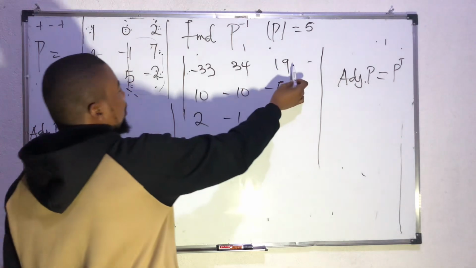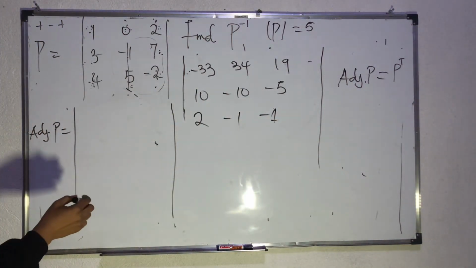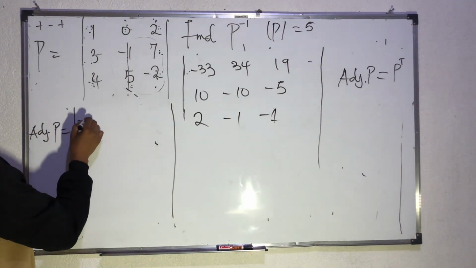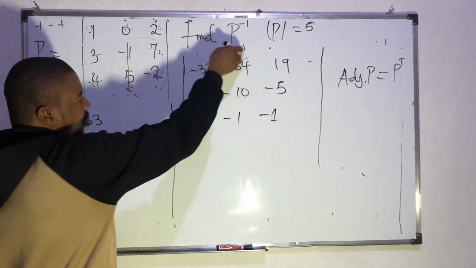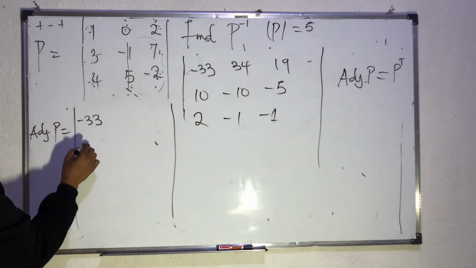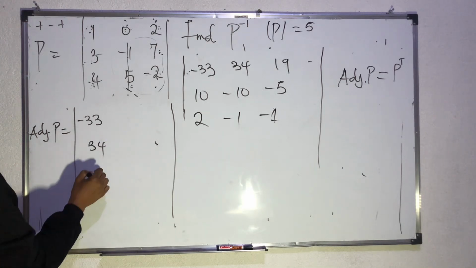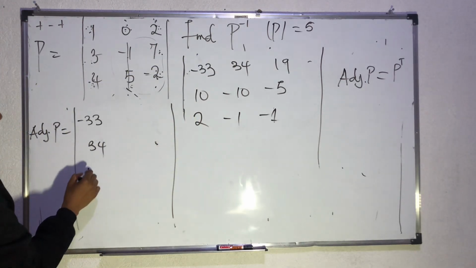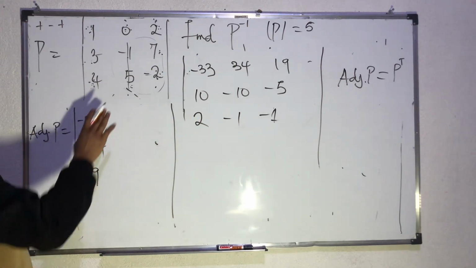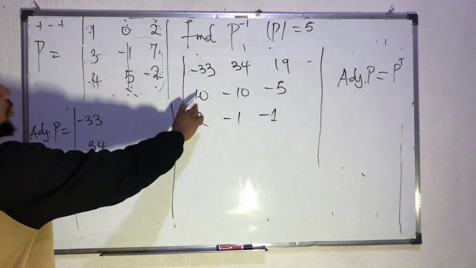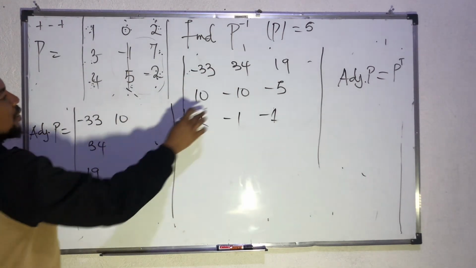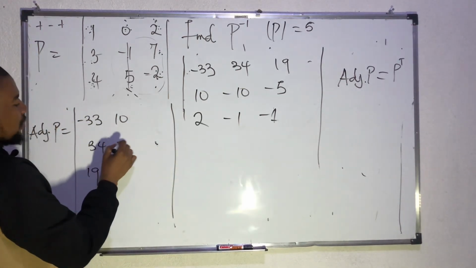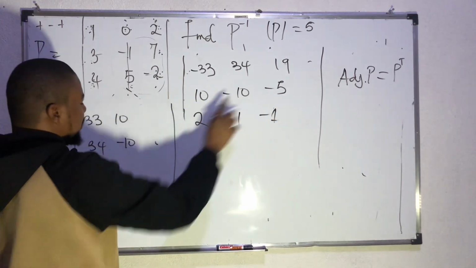If this is the first row, transposing it will give us a -33, right? So this row now becomes the column. Next, we're going to have 34. And lastly, we have a 19. This is for the first row. Let's transpose the second row. The second row, we have a 10. The next number is a -10. The last one is a -5.